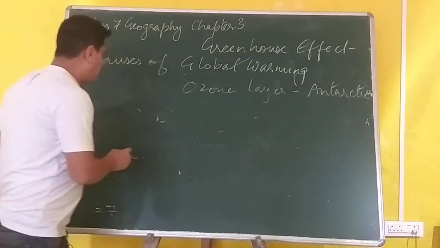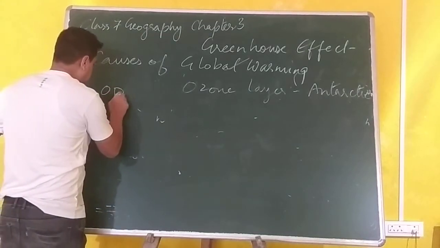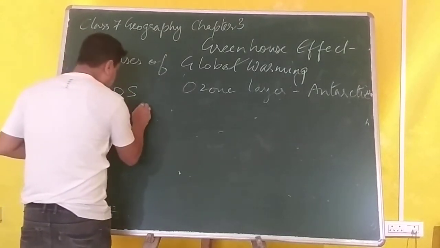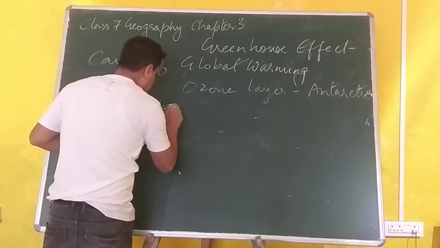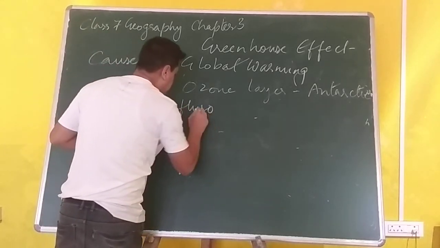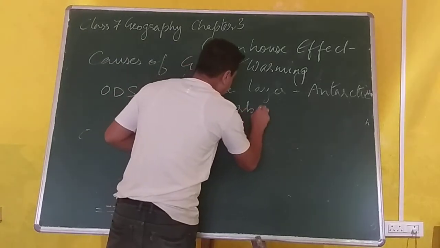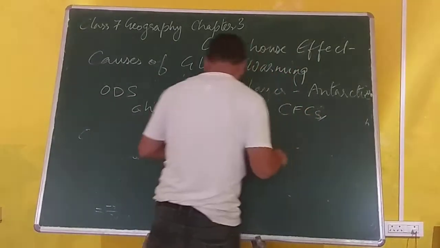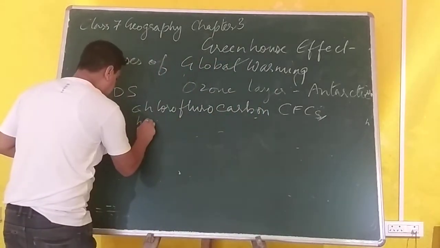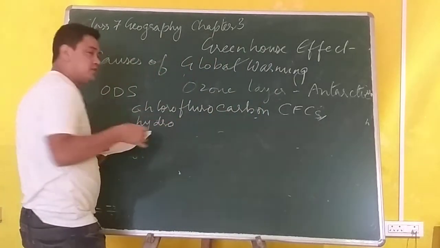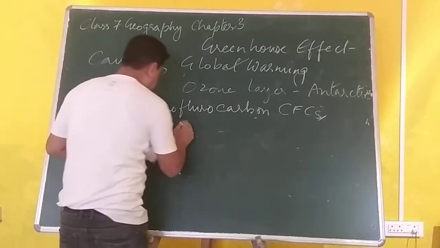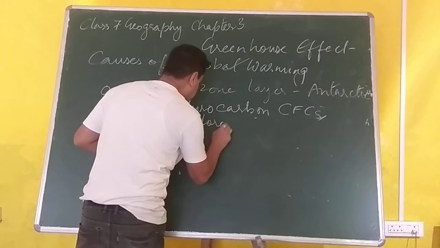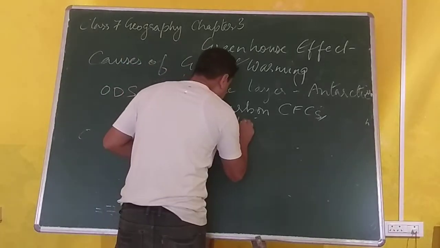Now, what are ozone depleting substances? I'll write some names here. They are basically known as chlorofluorocarbons. They are also known as CFCs. Then another one is hydrochlorofluorocarbons. It's not written in the book.